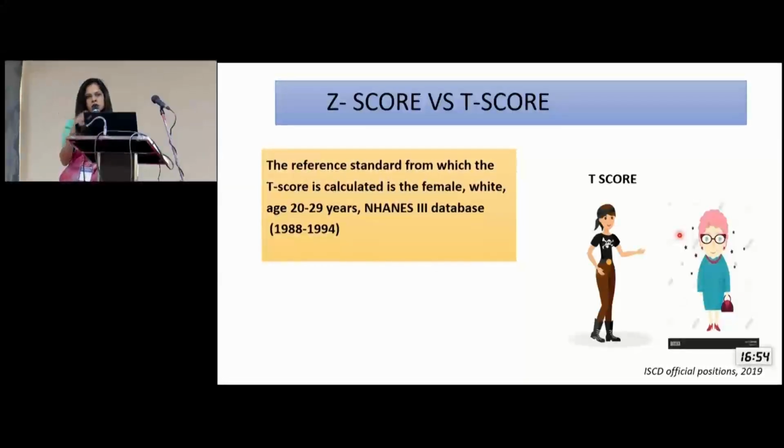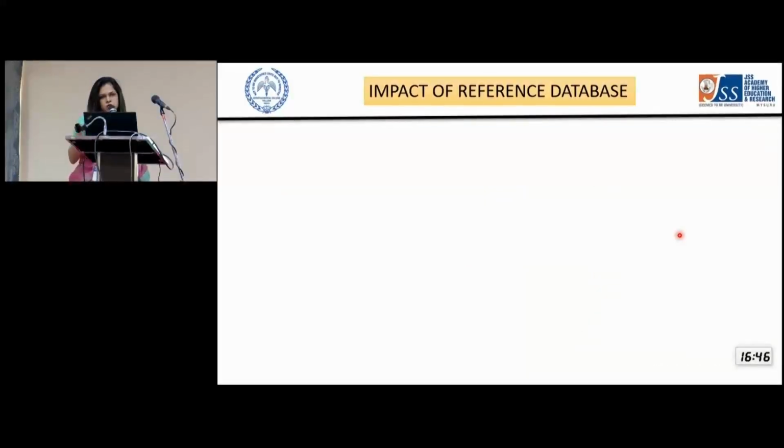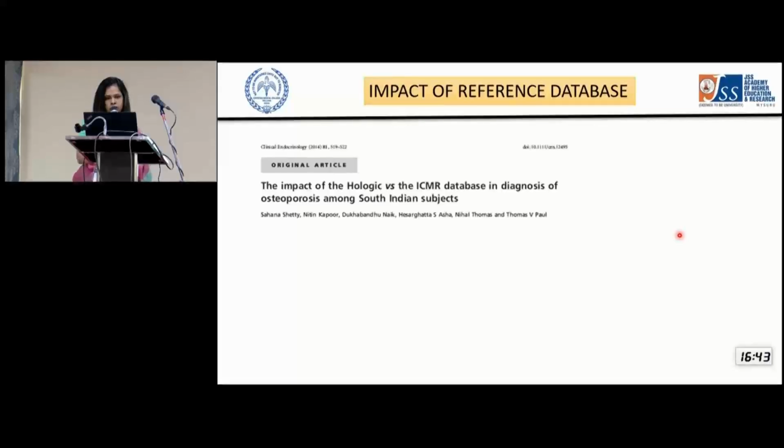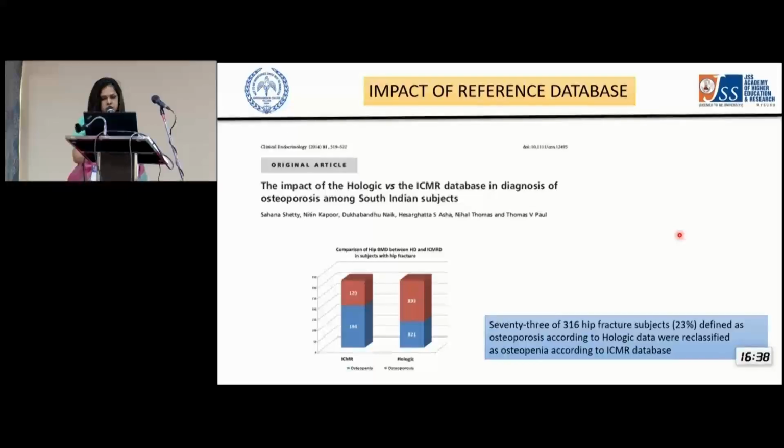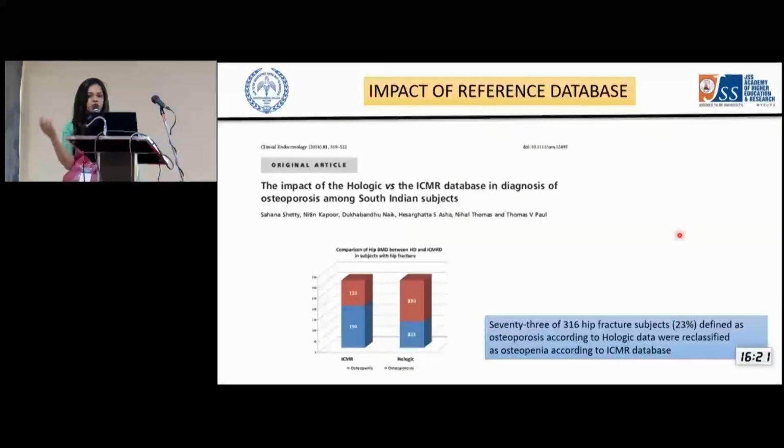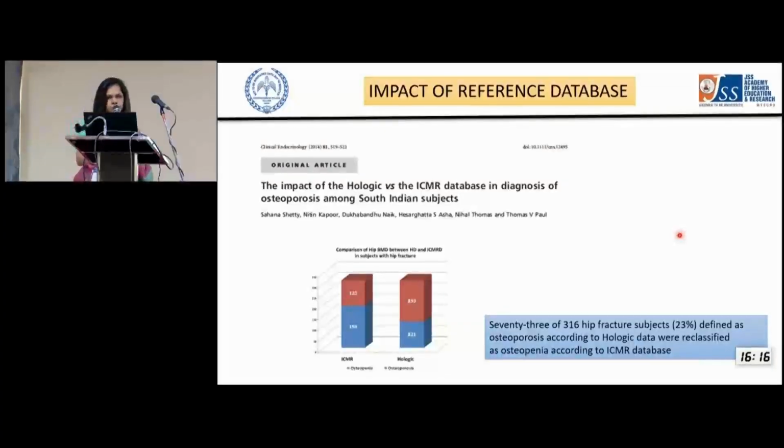So when you're measuring BMD of somebody in India, you're actually comparing them to this population, and that's how you're getting your T-score. Now, does the reference database have an impact on the diagnosis of osteoporosis? This was a study published by Sahana ma'am, which looked at hip fracture patients. There were 316 hip fracture patients in this study, and 73 of these patients, almost 23%, were defined as osteoporosis according to the Hologic database, that is the Enhanced 3 database. They were reclassified as osteopenia if you use the ICMR database, which is specific to India.